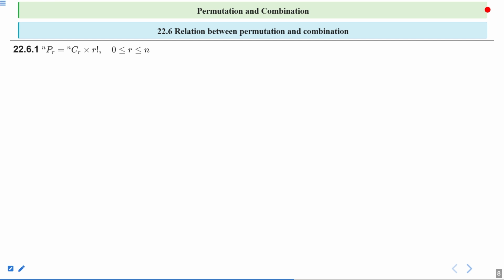Relation between permutation and combination. So NPR becomes NCR into R factorial, where R is less than or equal to n and greater than or equal to 0.